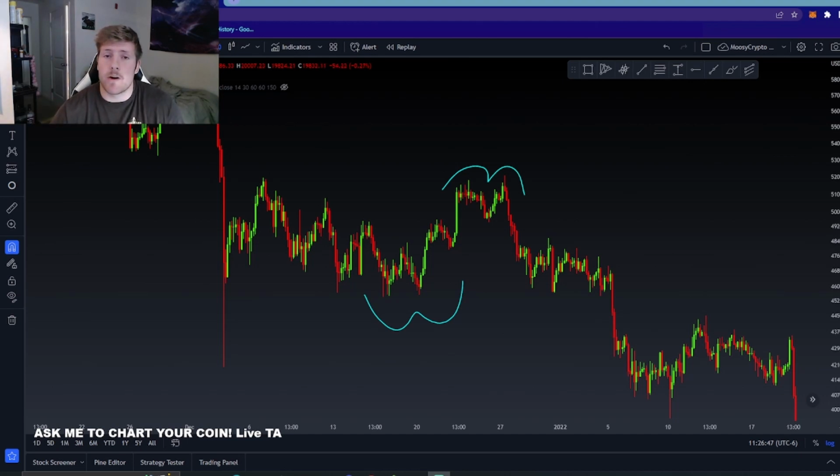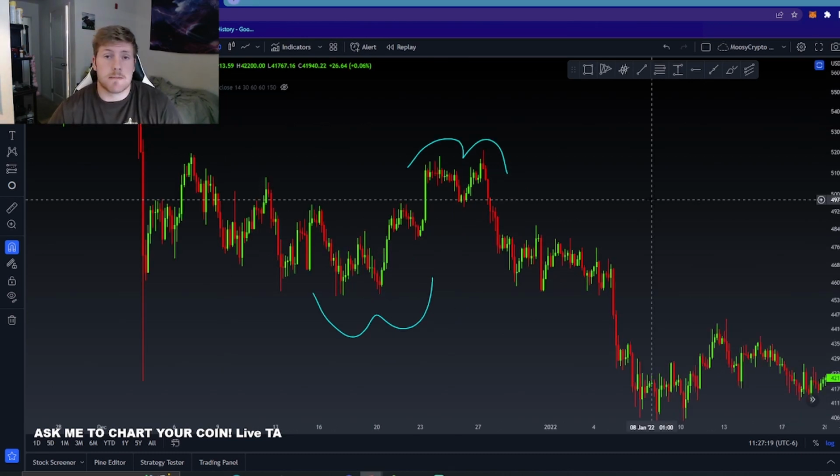But in this video, I want to be teaching you guys all about double tops and double bottoms. Now, double tops and double bottoms are seen everywhere in the charts, but they're also the most misunderstood patterns. What's truly a double bottom, what's truly a double top, when do they form, and why. So let's jump right into the video.